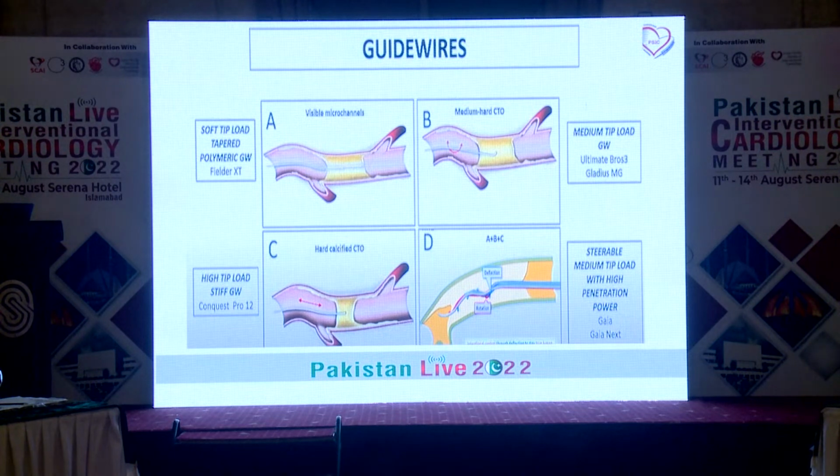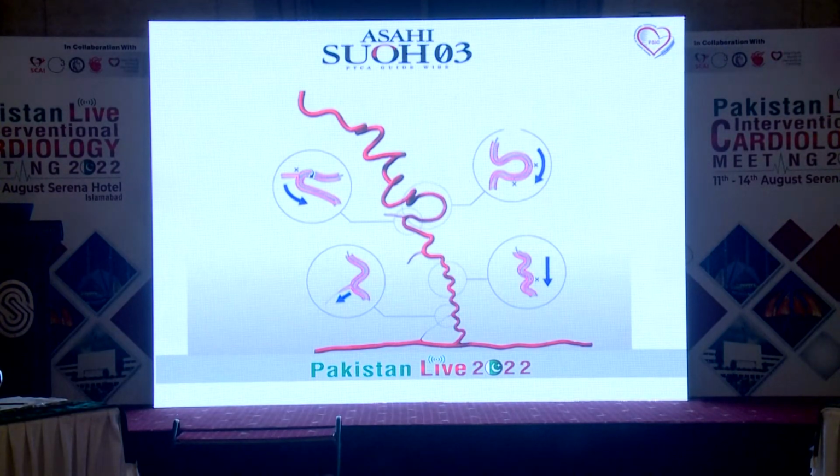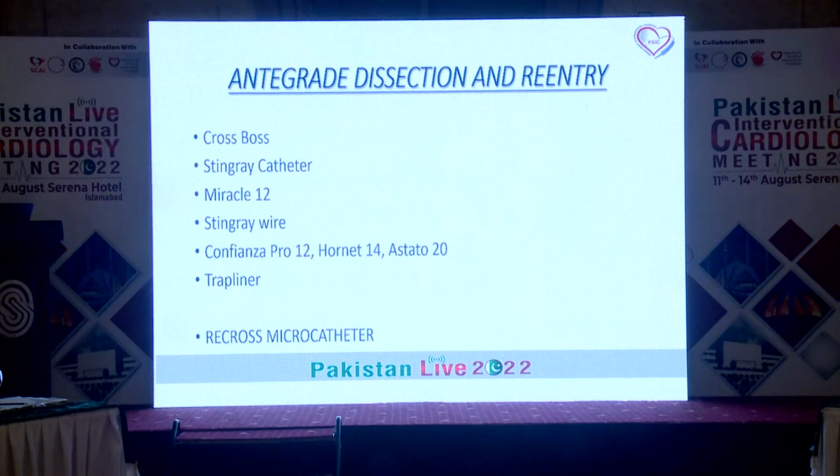a hard calcified entry, you need a Conquest Pro 12. And for traversing, you need a Gladius. And the most important steerable wires nowadays are the Gaia and the Gaia Next, which are very useful. And this is the Suo 03 wire, which we don't have here, but this is supposed to be a very safe wire for traversing tortuous epicardial collaterals.